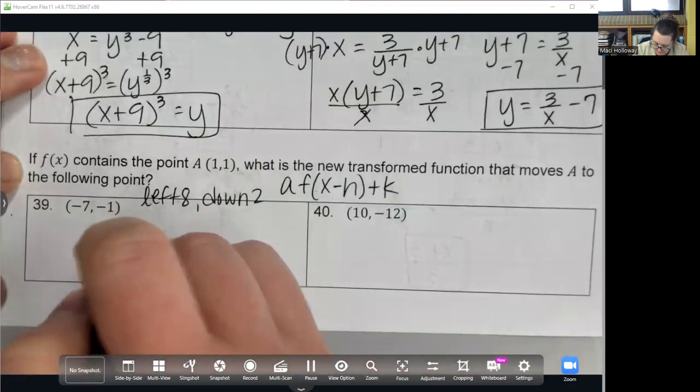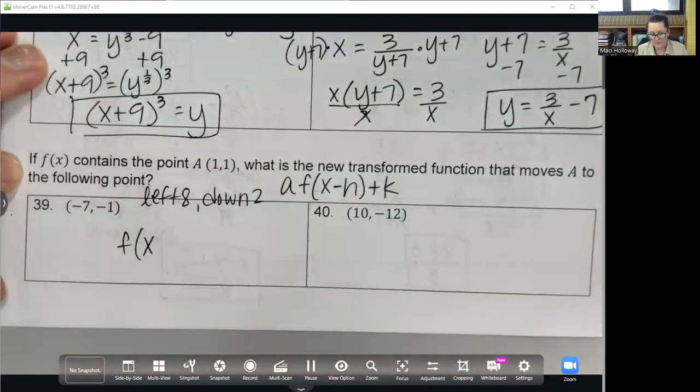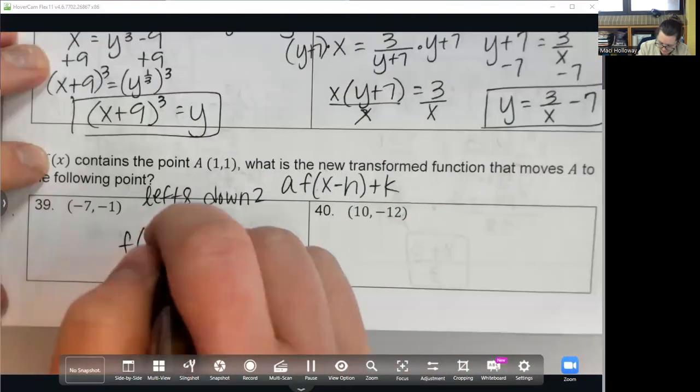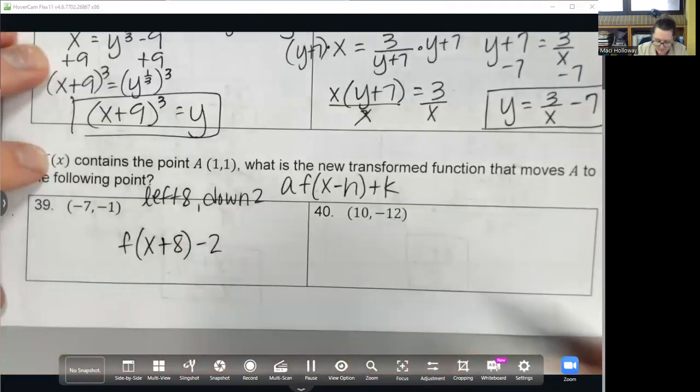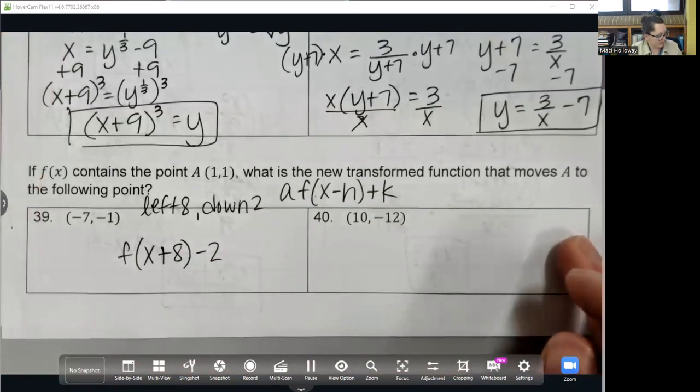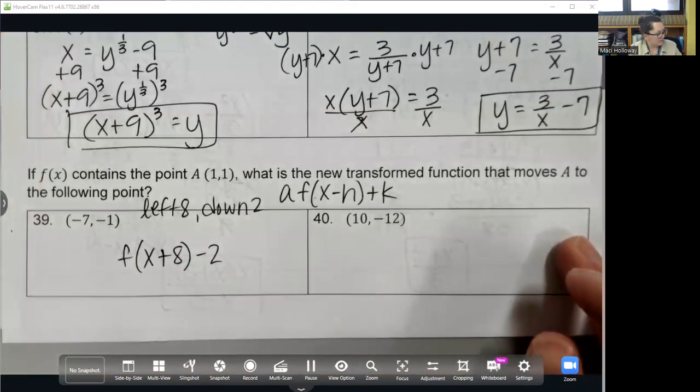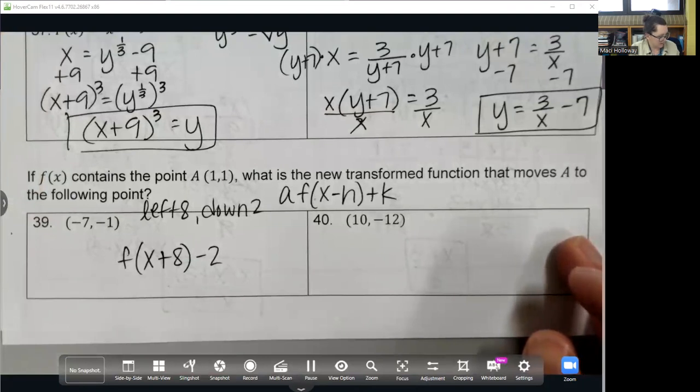So we're going to say f of x and left. If I'm going left, I'm going toward negative, which means I'm adding 8, right? So it's opposite. And then down 2 is -2. So that will be your answer for that choice. I know some of you caught onto this one. Some of it was a little bit tricky when we did this on the last test.